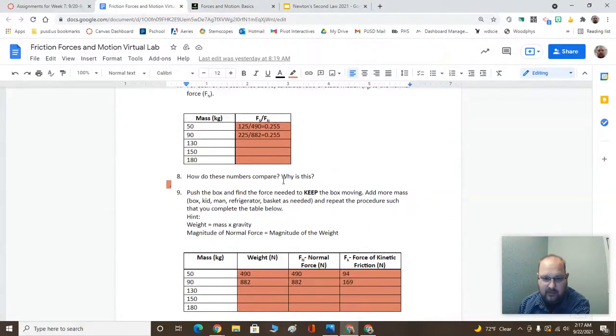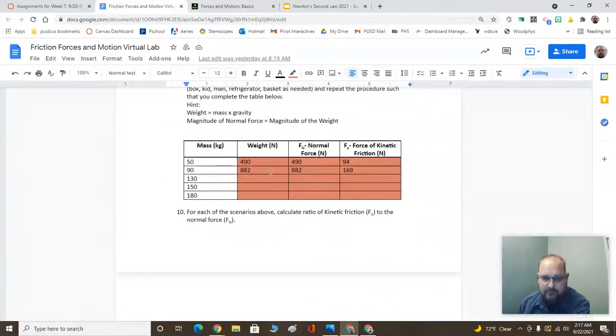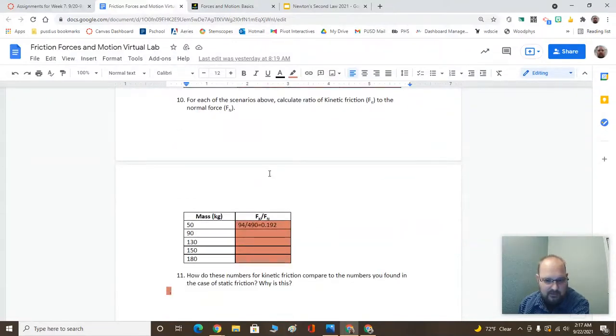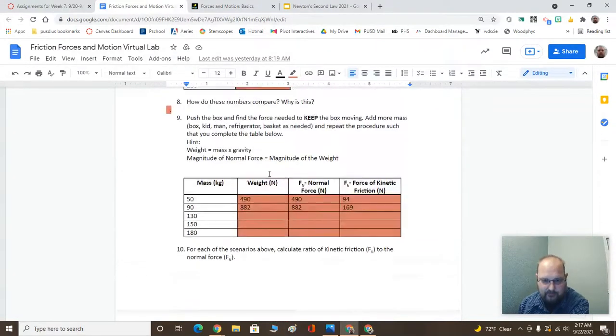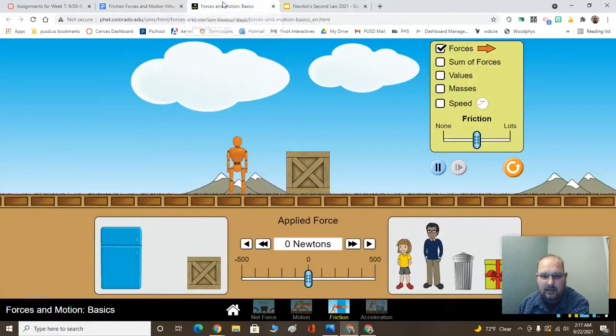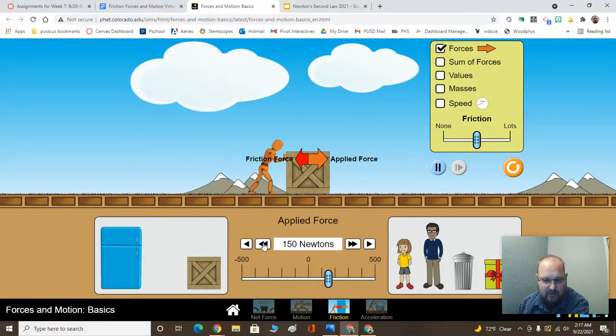And then you're going to say, how do they compare? How do all those numbers compare? So the last thing that we need to do here is we are trying to figure out kinetic friction. We already kind of looked at this the first time we did this. We saw that if we break this with the 126, then all of a sudden it slides.